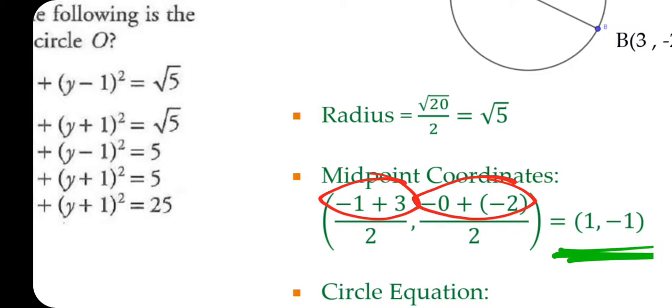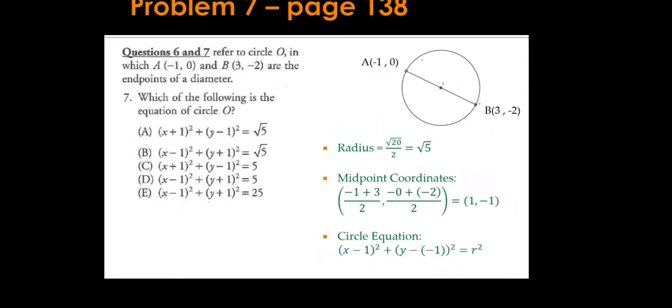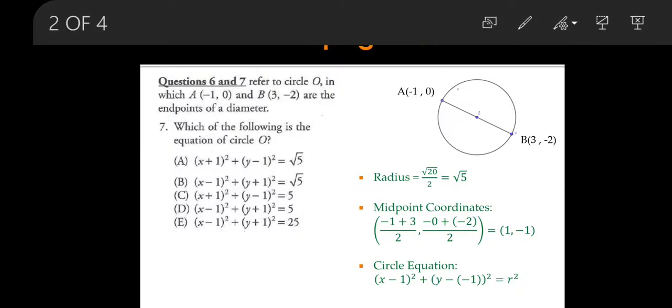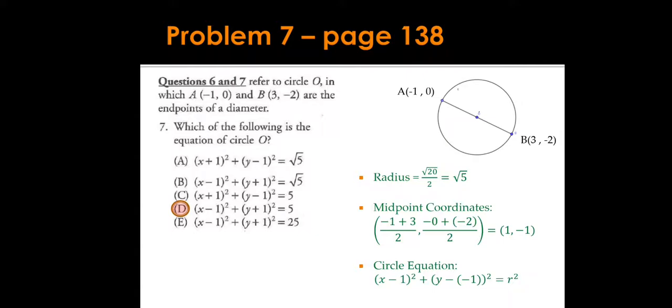Now, having said that, the equation of the circle is (x - x of the center)^2 + (y - y of the center)^2 = r^2, and this gives us option D, and this is the answer.